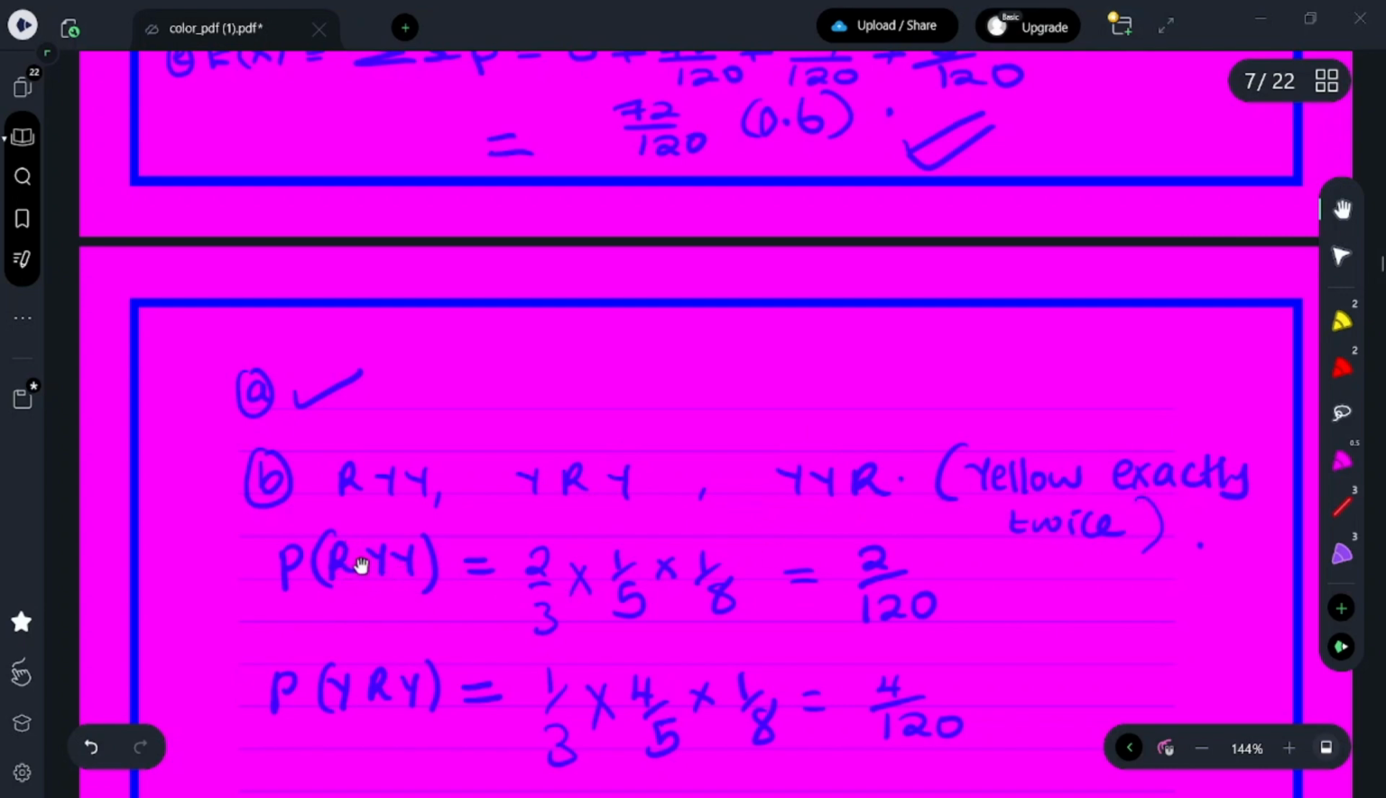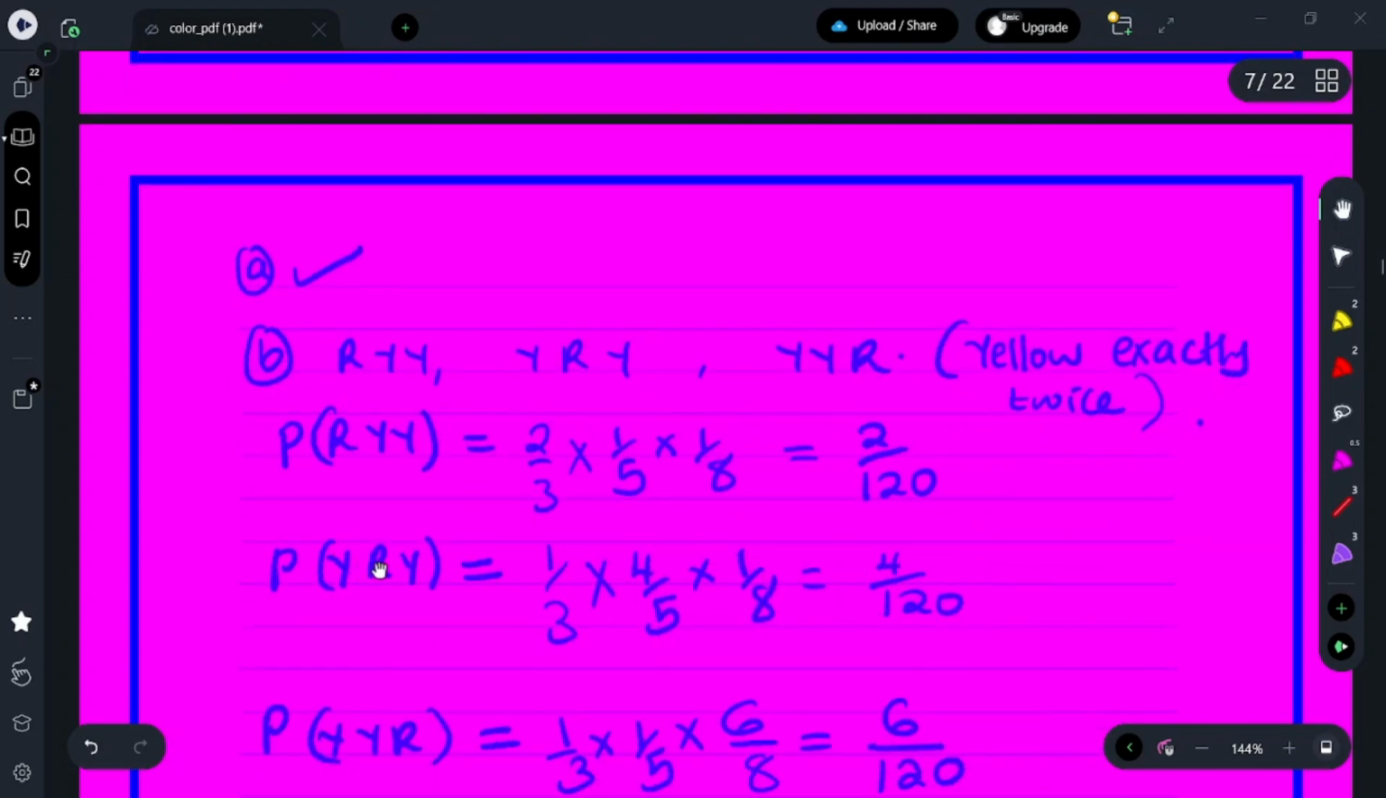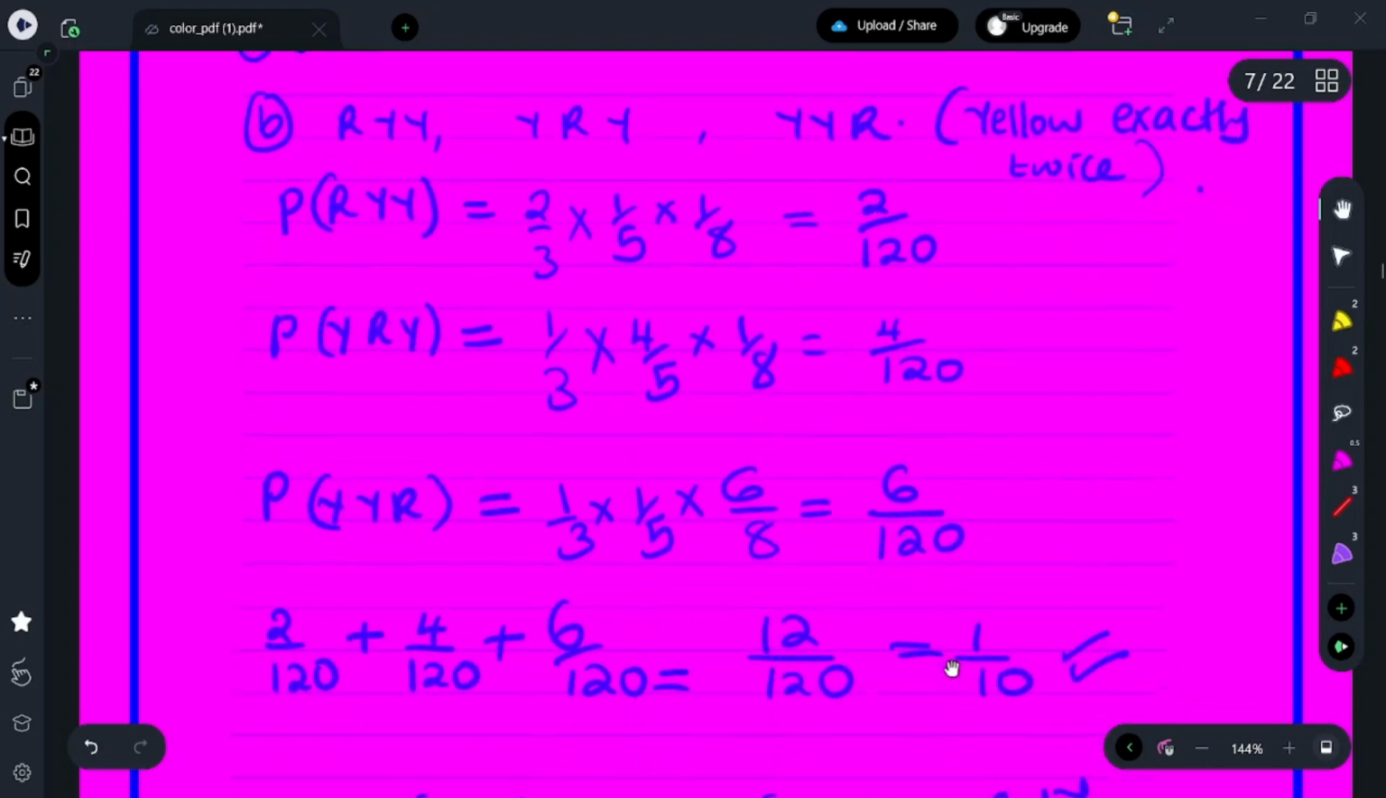So the probability of picking red, yellow, yellow is going to be 2 over 3 times 1 over 4 times 1 over 5, which is going to be 2 over 120. Then the probability of picking a yellow, red, and yellow is going to be 1 over 3, 1 over 4, 1 over 8, which is going to be equal to 4 over 120. Then the probability of picking a yellow, yellow and a red is 1 over 4 times 1 over 5 times 1 over 8, which is going to be 6 over 120.